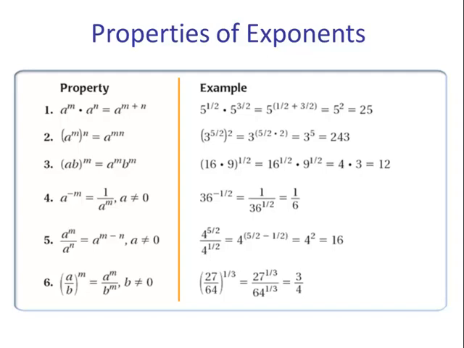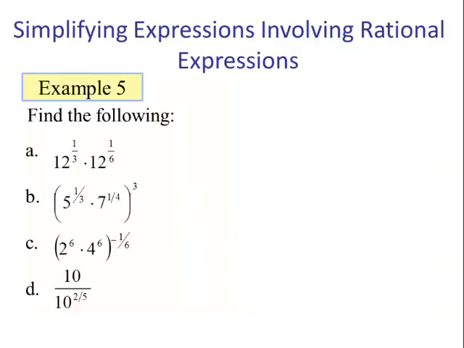Here's some examples of each of the 6 properties using rational exponents. This would be good practice for you to try each of these and see if you get the correct answer. Let's do our last example involving rational exponents. Example 5. Find the following.